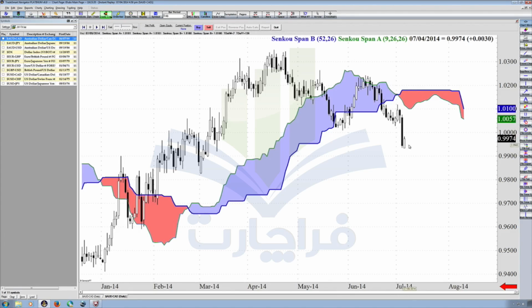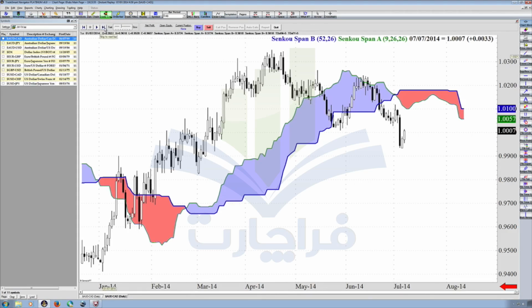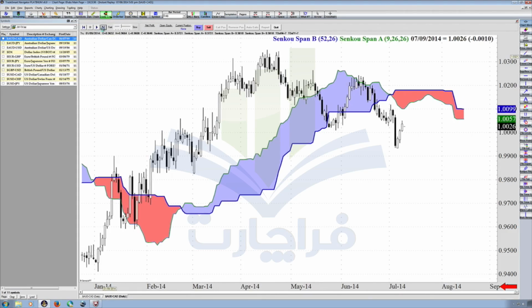The question would be, are we going to retrace back to the cloud and then take off, or is this it? We don't know the answer to that yet. We're just going to watch it here. But the clouds themselves are very bearish. They're not super thick. They're not anticipating a lot of consolidation right here, not in the super near future. So let's see what happens. That is, in general, a very good bearish signal.